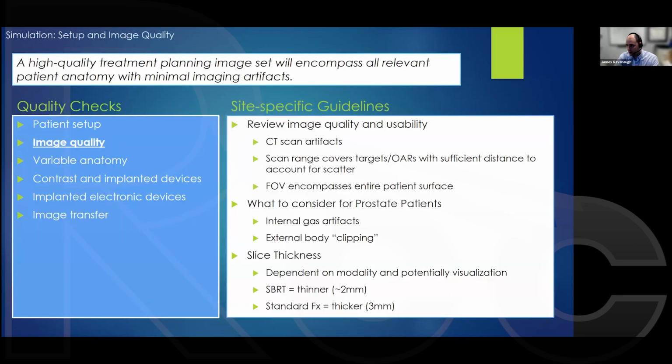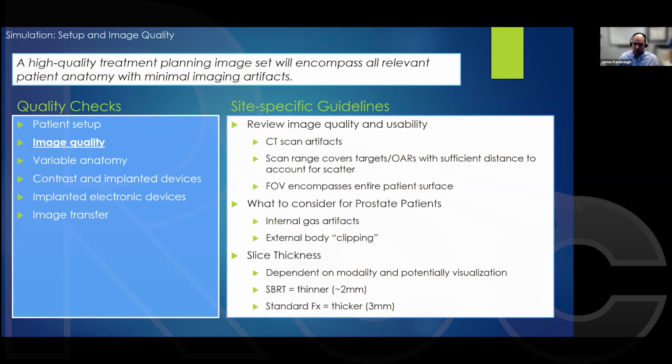And then looking at image quality, doing a full review. Are there any unusual artifacts that we need to account for? Is it maybe some high density materials that need a metal artifact reduction algorithm in the reconstruction? Is the scan range appropriate? Are we getting enough of the OARs with sufficient distance to account for scatter? Is the field of view appropriate?